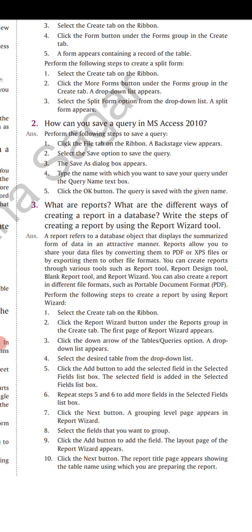Click the File tab on the ribbon. Backstage view appears. Select the Save option to save the query. Save As dialog box appears. Type the name under which you want to save your query in the query name text box and click the OK button. So dear students, in this way you can save the query.